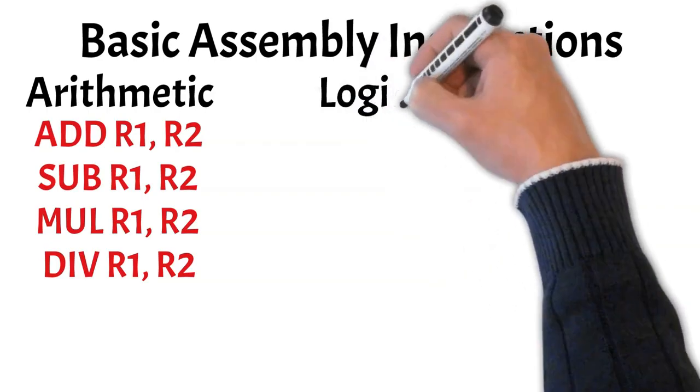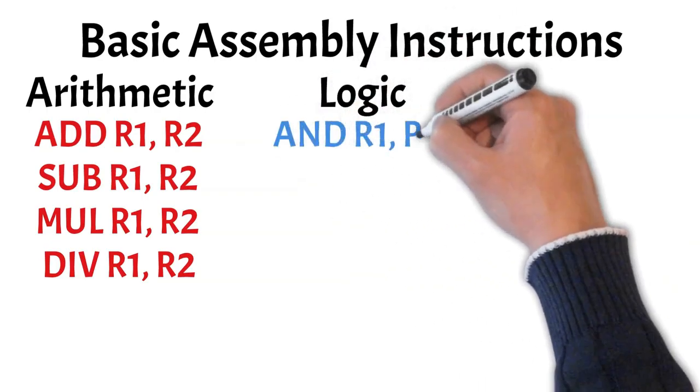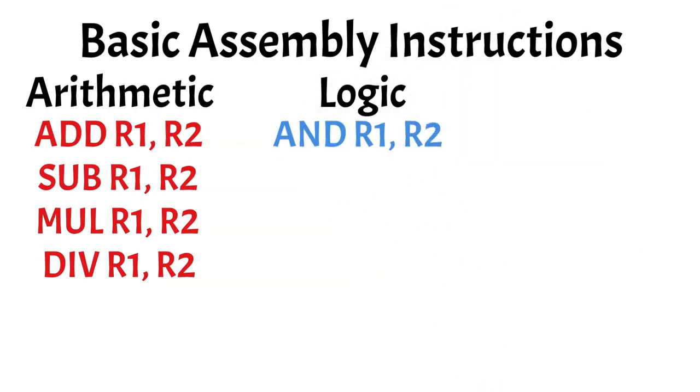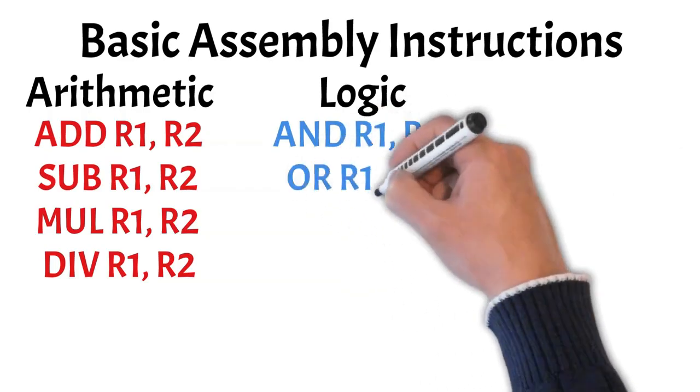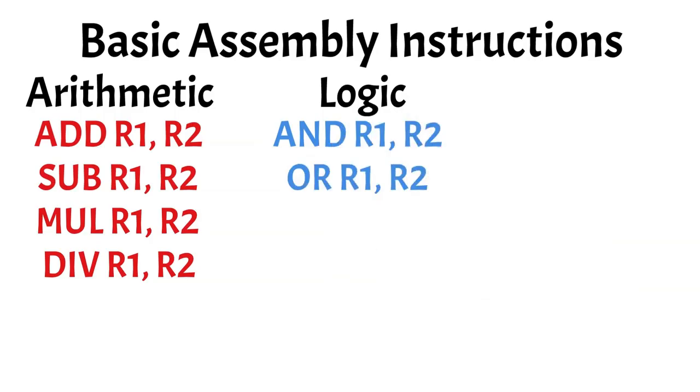Logic instructions handle bitwise operations. AND R1, R2 performs a bitwise AND, where only bits that are 1 in both R1 and R2 remain 1. OR R1, R2 performs a bitwise OR, setting bits to 1 if either register has a 1.